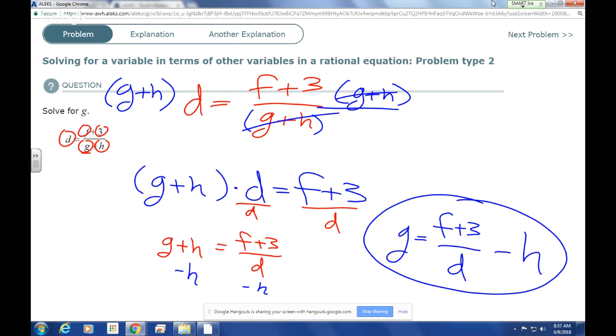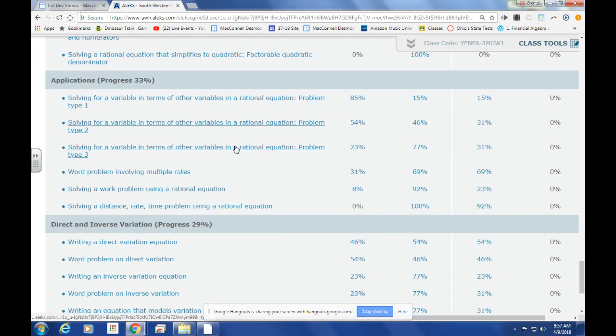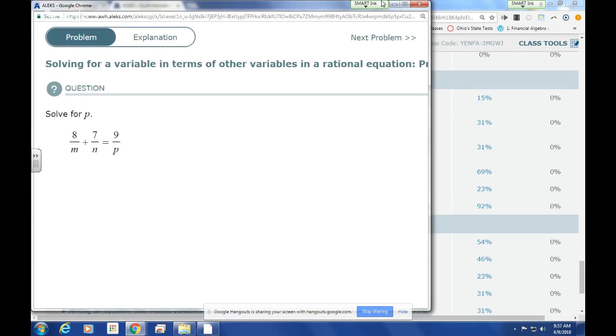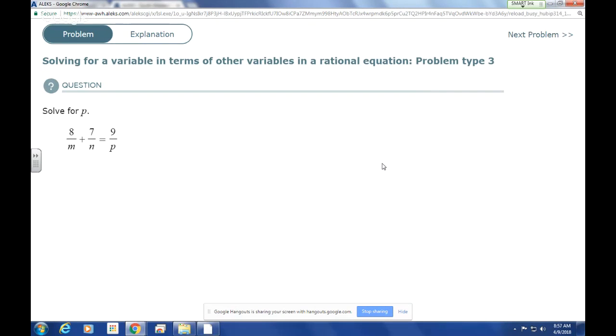Question. What's that? Type 3. So I'm just going to rewrite it so it's nice and large. 8 over m plus 7 over n equals 9 over p. And they want us to solve for p.